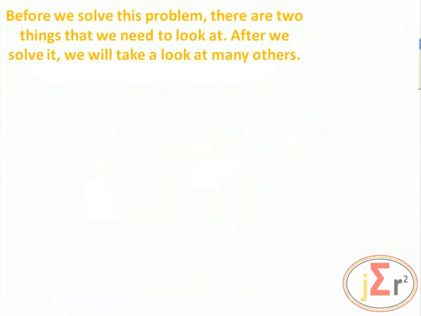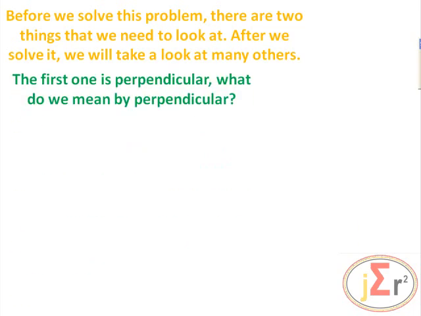Before we solve this problem, there are two things that we need to look at. After we solve it, we will take a look at many others. So we are about to solve a problem, and we are taking a look at a few things before we solve the problem. The first one is perpendicular. What do we mean by perpendicular?